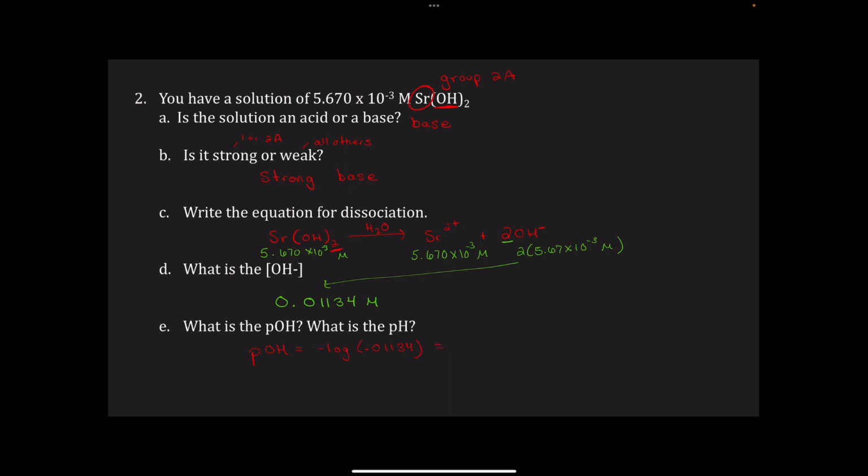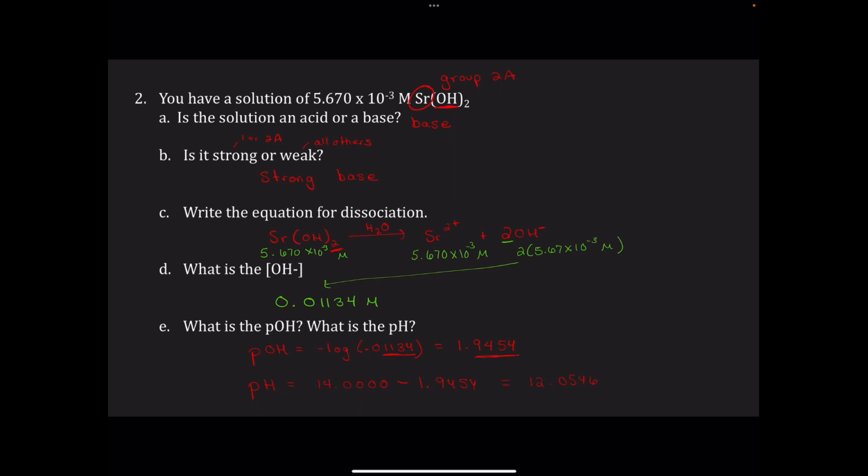So my pOH is going to be 1.9454. I had 4 significant figures in my concentration. I need 4 decimal places to represent my 4 significant figures. My pH is going to be 14 minus my pOH. So my pH will be 12.0546.